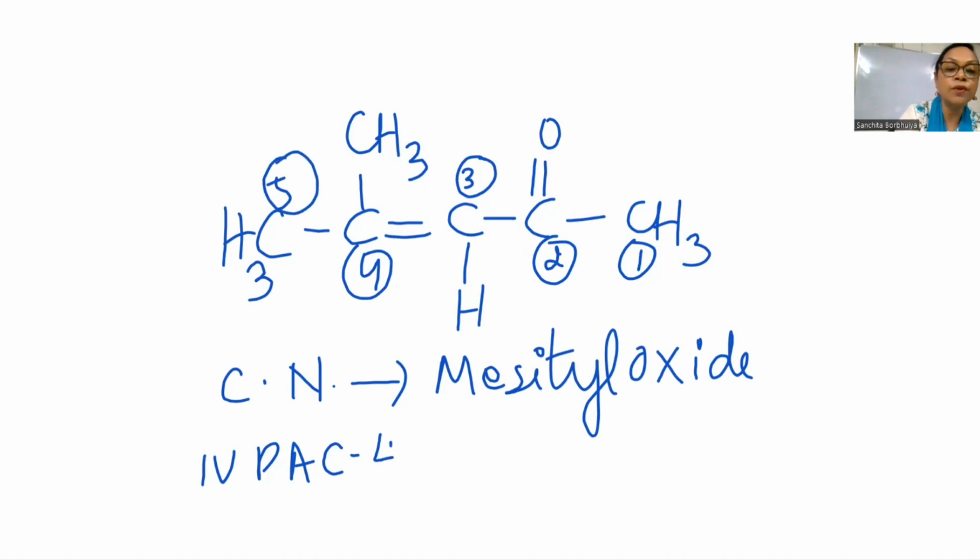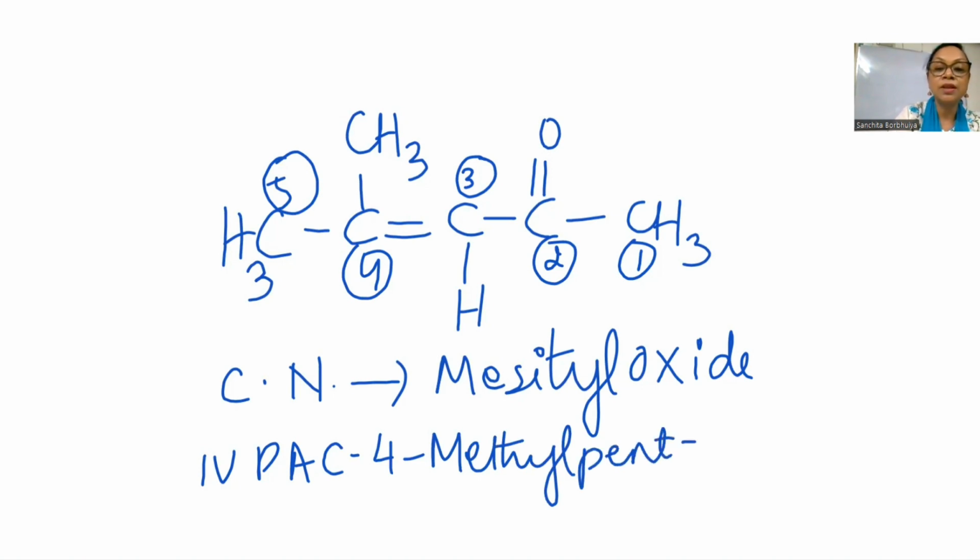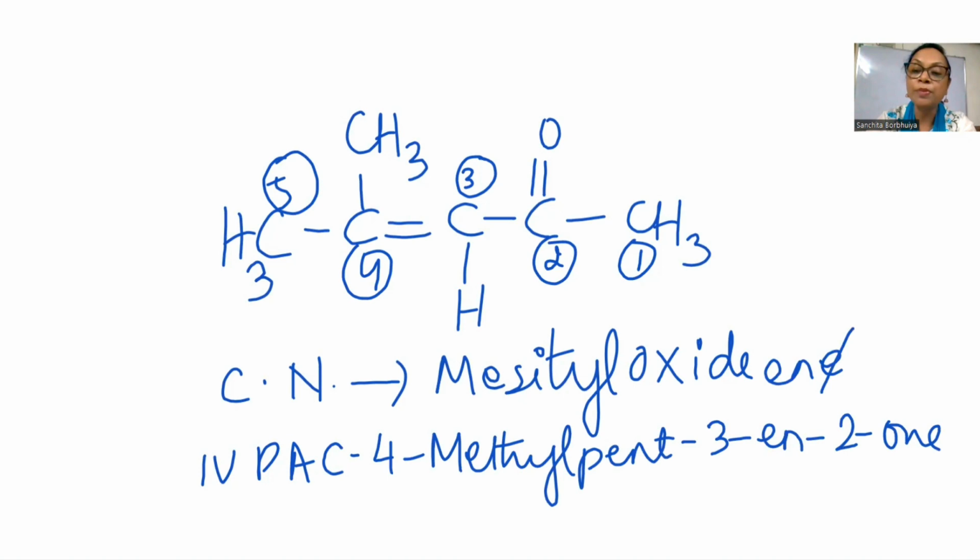So this is 4-methyl pent, 5-carbon pent, 3-en, 2-one, right? You need to specify exactly where the methyl is, where the ene is, and where the one is. So this must be clear to you all that the ene, if preceded by another functional group, the ene is dropped. All right, we call it an en.